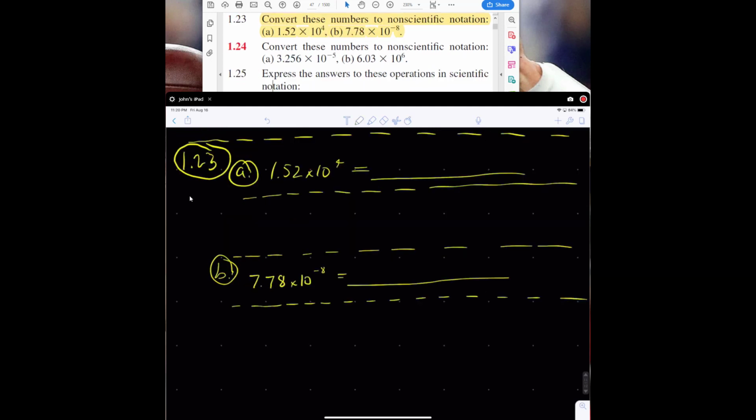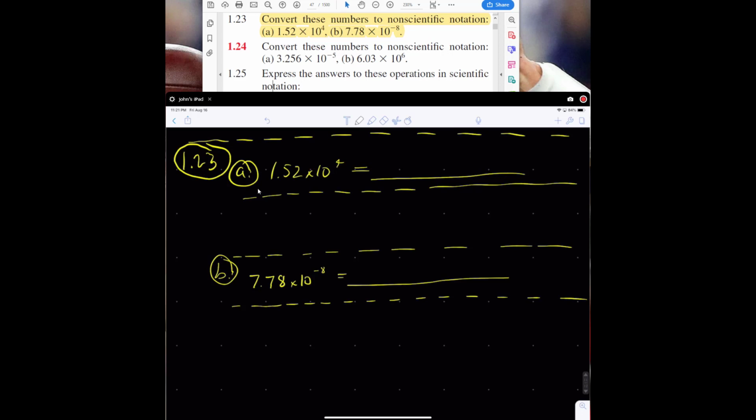Alright, so for 23, we have to convert these numbers to non-scientific notation. We're given 2 numbers, A and B. For A, we have 1.52 times 10 to the 4th power. And for B it's 7.78 times 10 to the -8 power. Starting with A, there are a couple of different ways you could do this. You could just input this into your calculator and press enter, and it's going to give you the answer. But if you wanted to do this by hand, which is how we're going to do it, we would do it like so.